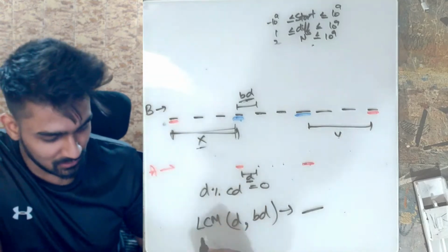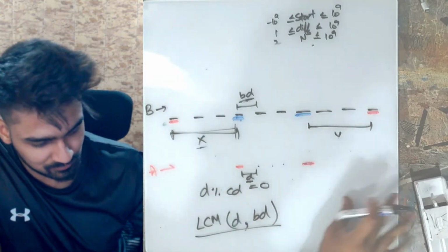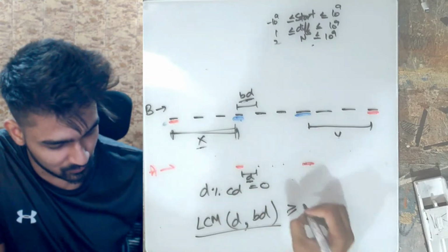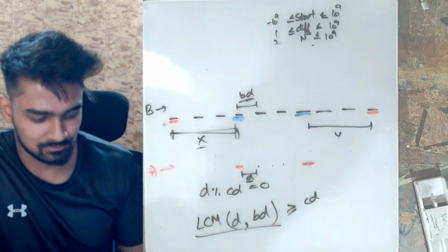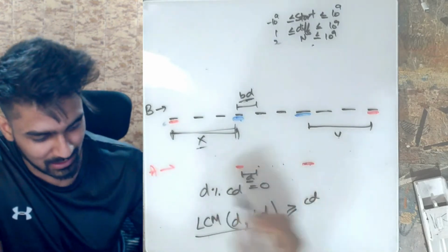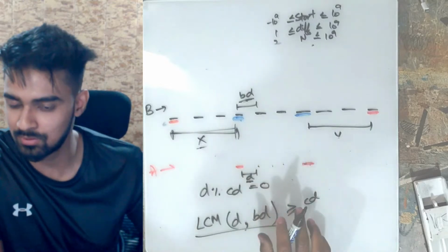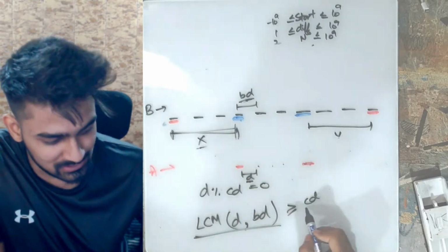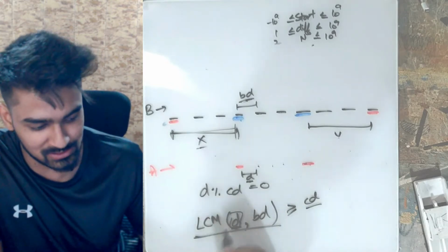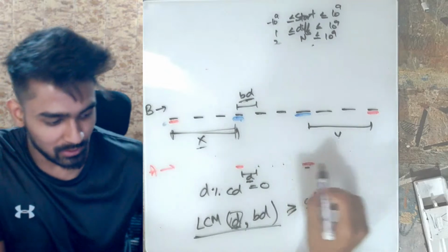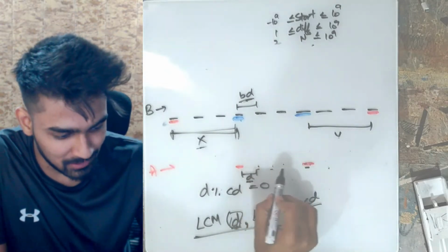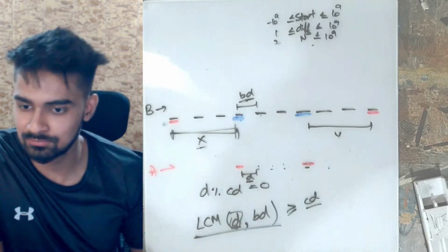So you need to make sure that the LCM of D and BD is greater than or equal to CD. Or equal to only, you'll actually see that this is always equal to. Okay. Whenever the LCM is greater than or equal to CD, that means you can actually consider this D, because this D will coincide either at this point or after this point. Okay. And none of the values in the middle will coincide with the other values.